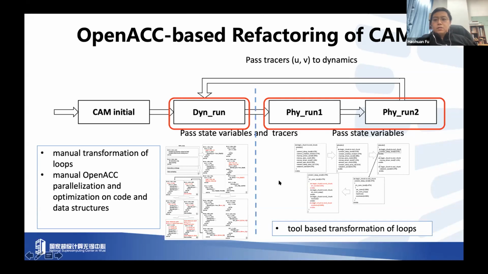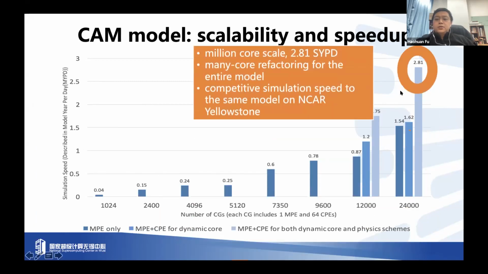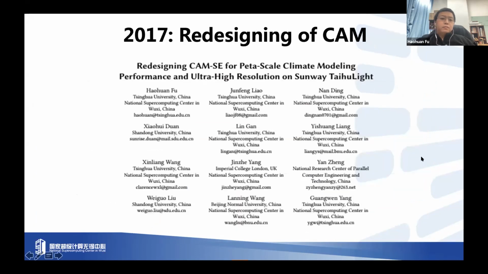Most of the efforts are refactoring efforts, and this is the sort of result we can get for CAM at 25 kilometers by using, say, 24,000 MPI processes. We can get a simulation speed of 2.8 simulated years per day.